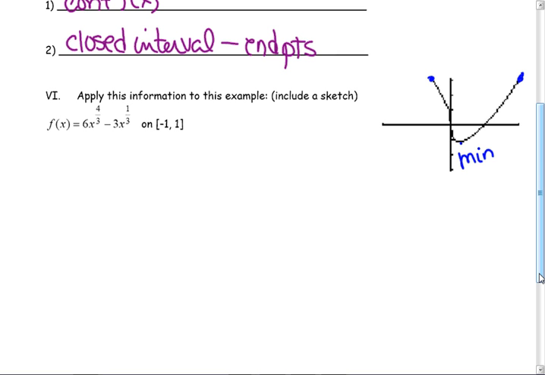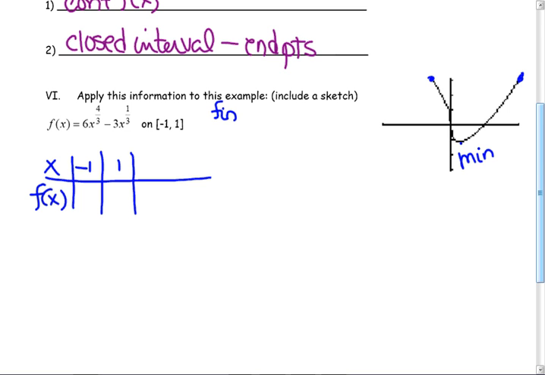So I'm going to draw my little chart here, and I always start with my endpoints. You don't have to use a chart, but I think it helps keep you organized. So let's first find the value of the endpoints, because that's all we're going to do. We have a continuous function on a closed interval. We will find the critical points, and then we will evaluate them. So can we do f of 1 pretty easily? What's f of 1? Critical points.